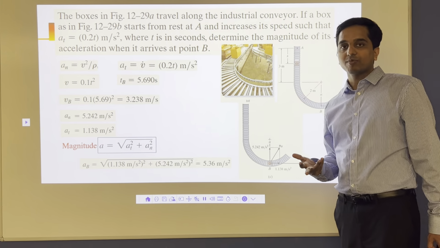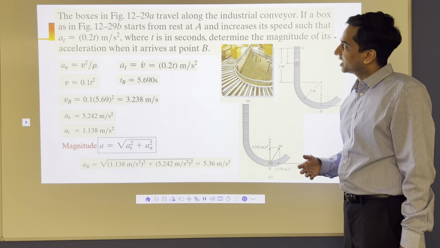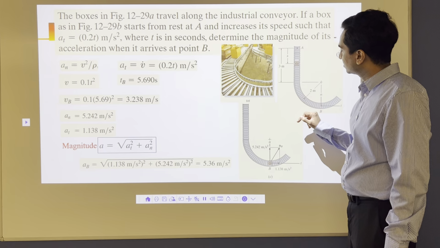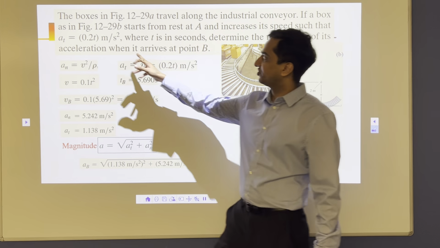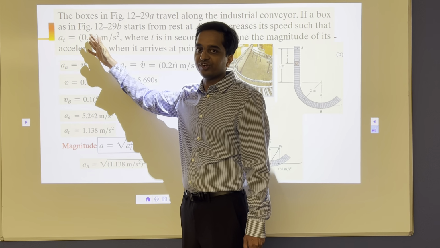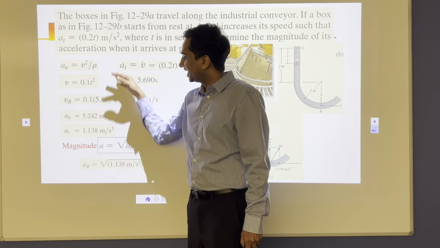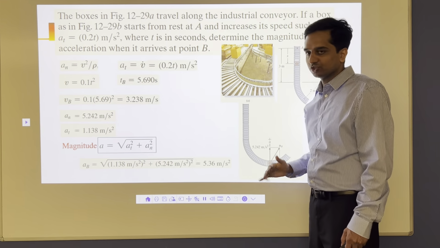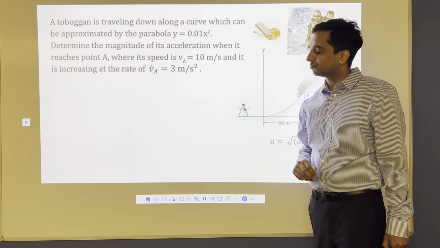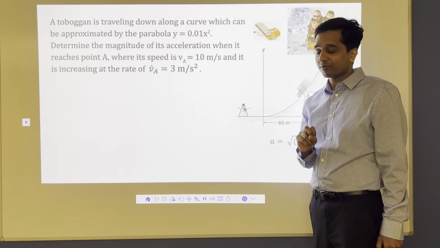Now this one is a solved problem from the book. When you study for an exam, change some of the numbers, change this length, or change this equation. Instead of 0.2t, think about what if it is 0.1t or 0.3t. Change this equation and see how your answer will change, so you can practice that way. So that's the problem for normal and tangential components. We will do two more problems.